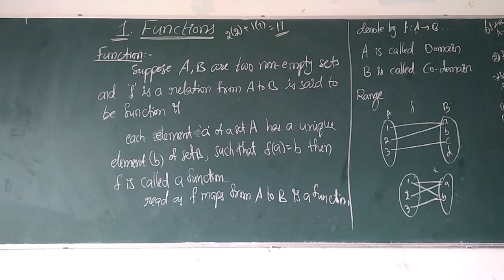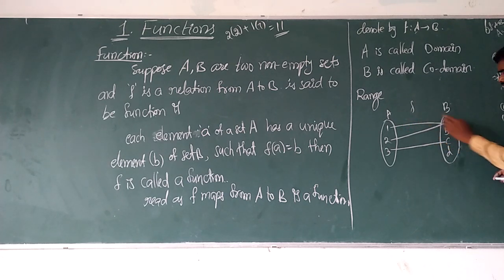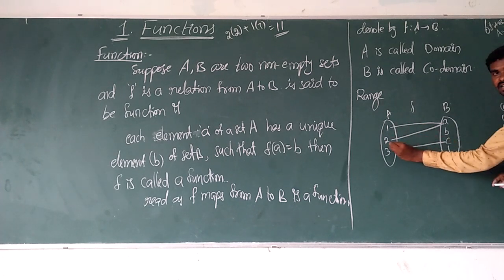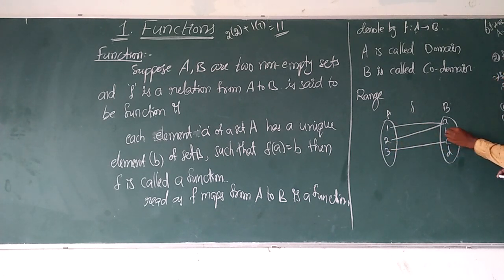And moreover, in set B, how many free images? A has a free image, C has a free image, and B doesn't have, D doesn't have. Which have free images? A has free images, that is 1 and 2. C has a free image, that is 3. Okay. Whatever are free images, those are called range. The set of free images is called range.